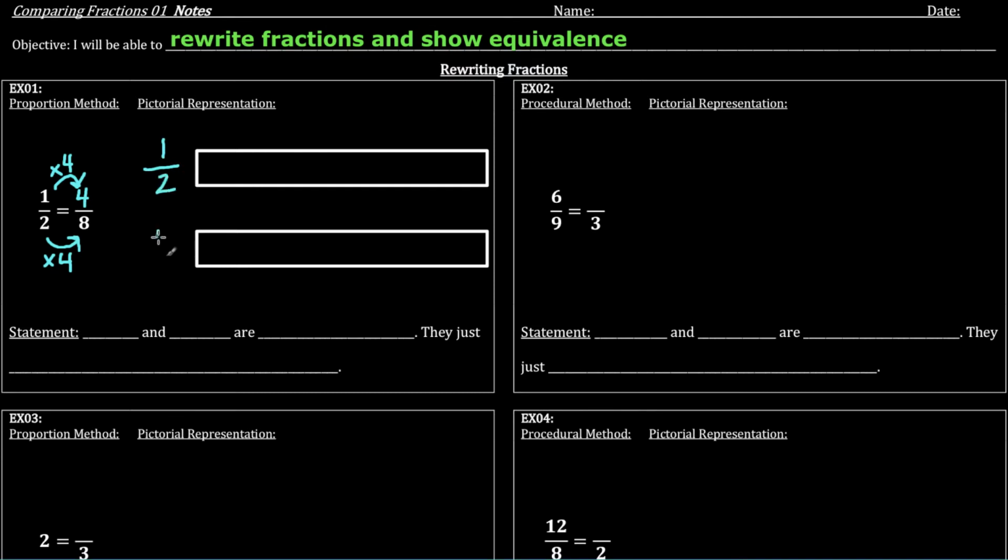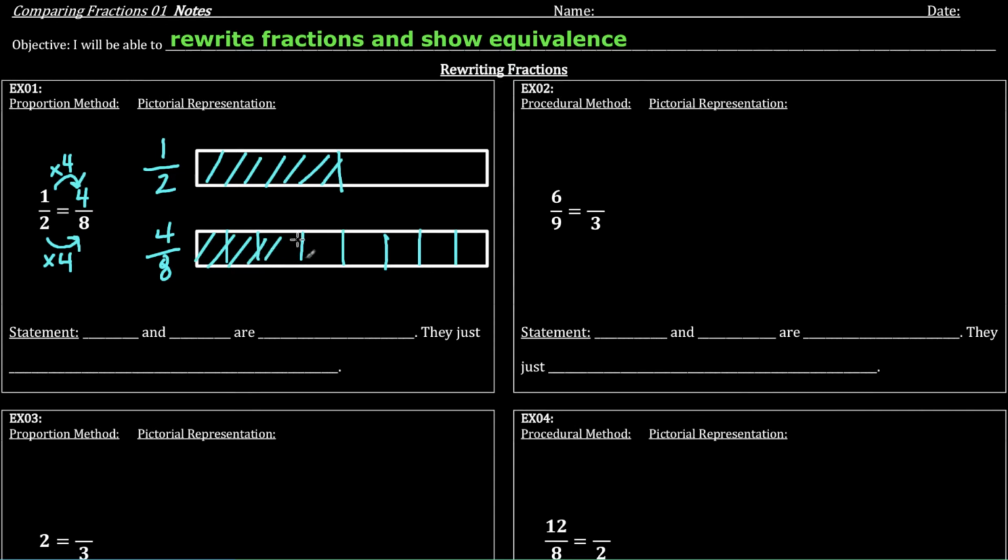1/2 equals 4/8. So for 1/2, we need 2 equal pieces. That's still a little off. One more. 2 equal pieces. That's a little better. And we need to shade in one of them. For this one, we need 8 equal pieces. 2 equal pieces, 4 equal pieces, 8 equal pieces. And we need to shade in 4.